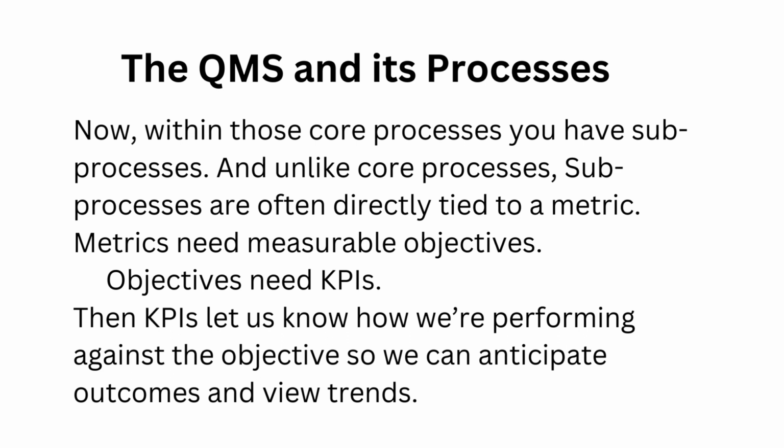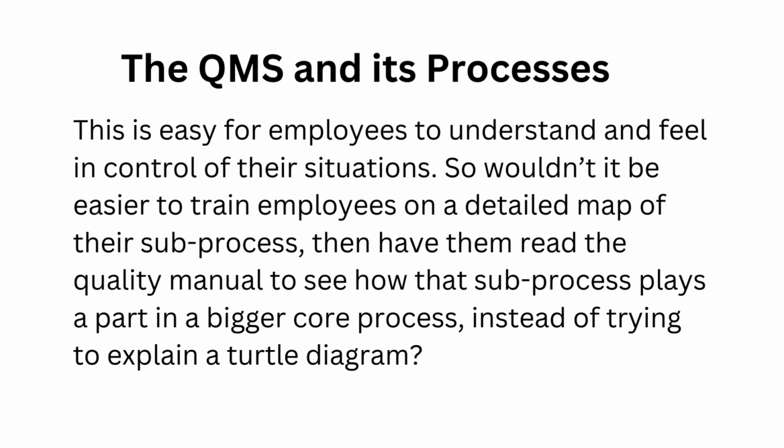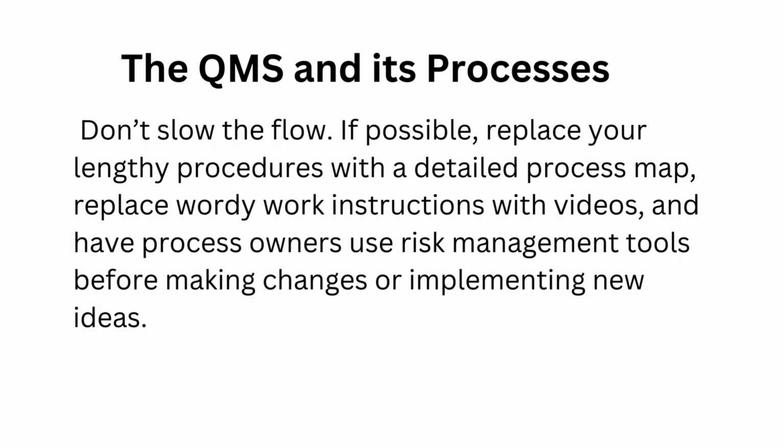Metrics need measurable objectives. Objectives need KPIs. Then KPIs let us know how we're performing against the objective so we can anticipate outcomes and view trends. This is easy for employees to understand and feel in control of their situations. So wouldn't it be easier to train employees on a detailed map of their sub-process, then have them read the quality manual to see how that sub-process plays a part in a bigger core process, instead of trying to explain a turtle diagram? Don't slow the flow.